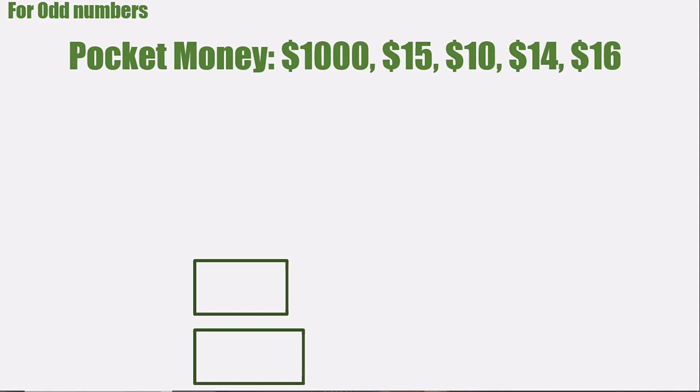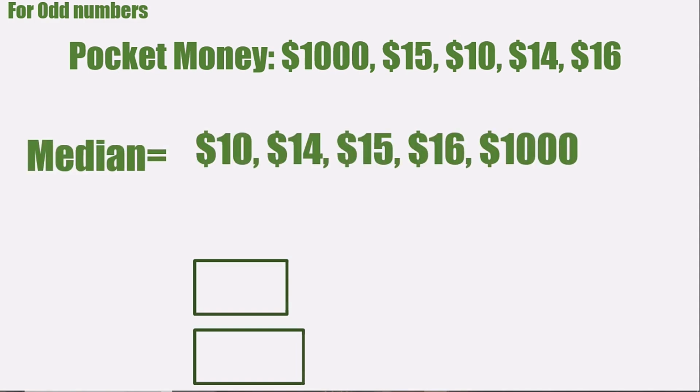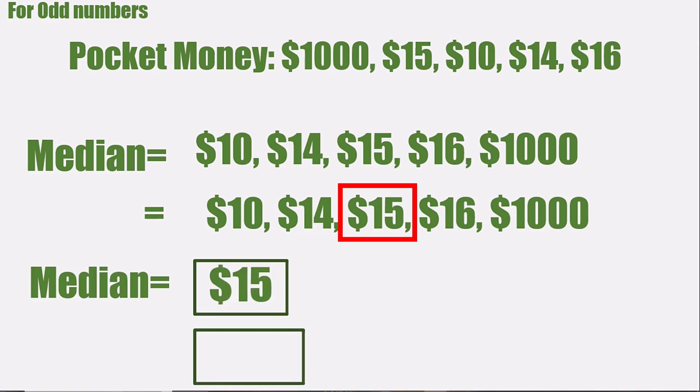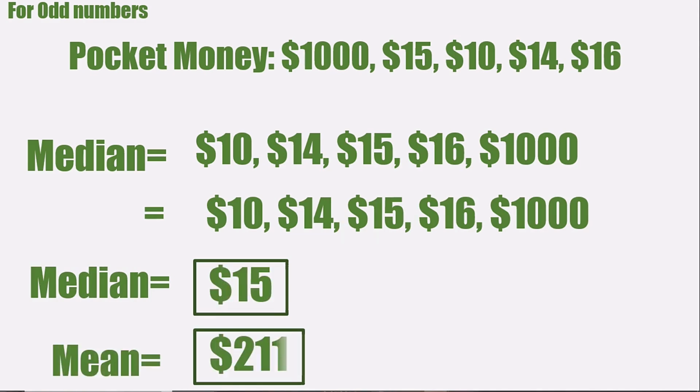Let's calculate the median for this dataset again. First, you rearrange the dataset in ascending or descending order. Then you pick the value which is in the center, that's still the $15, as you can see. Now, the median is still the same, but if you calculate the mean, it is now $211. That's where the difference comes in.